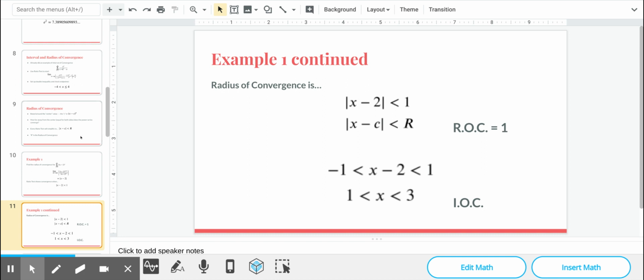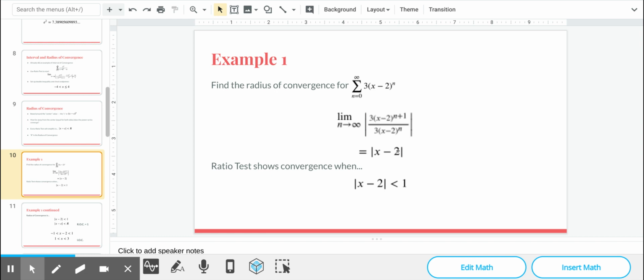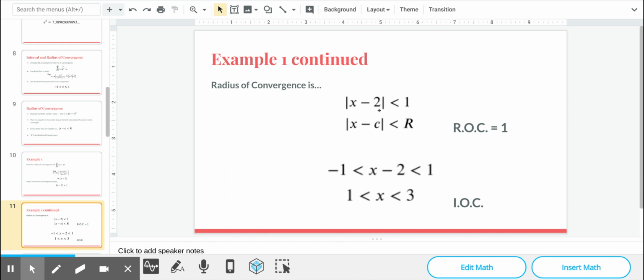And I had told you from the previous slide that as soon as I get to the form where the absolute value of x minus c, so you see that my center value is 2 in this case, is less than r, this value will be the radius of convergence. So in this case, I took the ratio test, simplified to the absolute value of x minus 2, and I set that less than 1 in order to find what values of x cause this to be less than 1. But before I do that, I stop right here because this tells me, nicely enough, the radius of convergence, which is 1. And so that's why I have here, the radius of convergence is equal to 1.